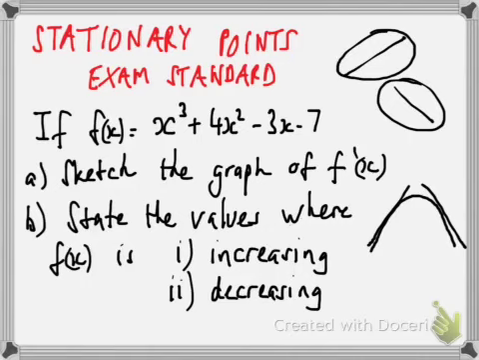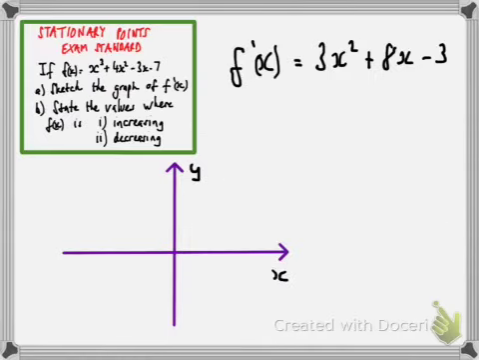Okay, so how do we know what our gradient is? Well, we can get that from looking at the derivative. And by sketching the graph of the derivative, it gives us a lot of information about where the function is increasing or decreasing. So let's go ahead and do that. Let's sketch the graph of the derivative. The derivative is 3x squared plus 8x take 3. So we need to graph the derivative here on this set of axes that I've set up.